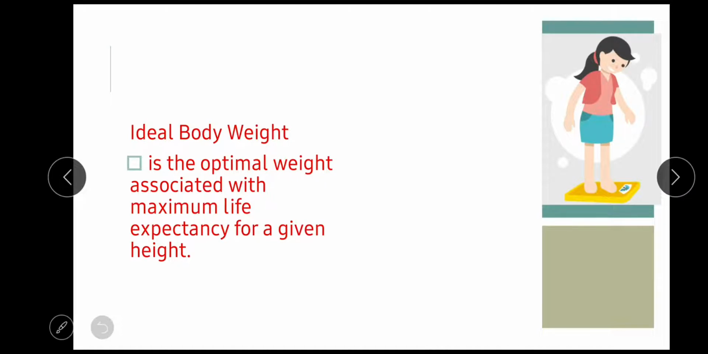So, depende nga sa mga, meron tayong mga matatangkad na, yung iba nating matatangkad, tapos gusto nila 45 kilos lang sila. Butot balat na lang. Diba?